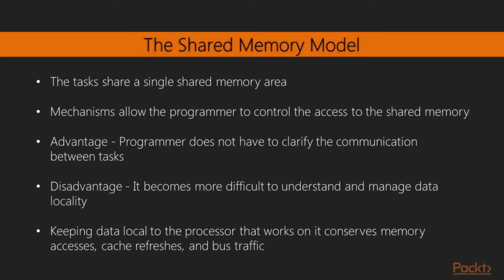In this model, the tasks share a single shared memory area where the access, reading and writing data, to shared resources is asynchronous. There are mechanisms that allow the programmer to control the access to the shared memory, for example, locks or semaphores. This model offers the advantage that the programmer does not have to clarify the communication between tasks. An important disadvantage in terms of performance is that it becomes more difficult to understand and manage data locality. Keeping data local to the processor that works on it conserves memory accesses, cache refreshes, and bus traffic that occur when multiple processors use the same data.